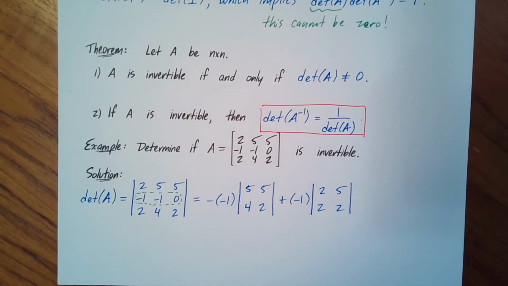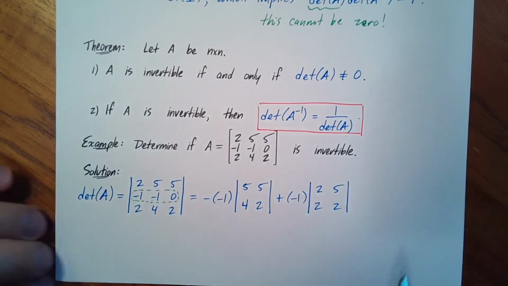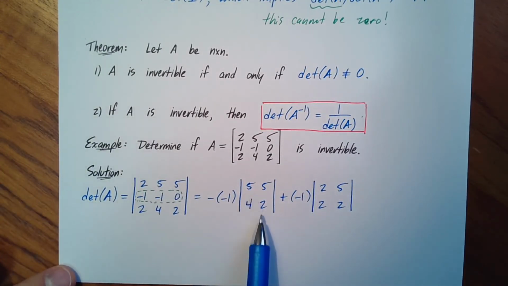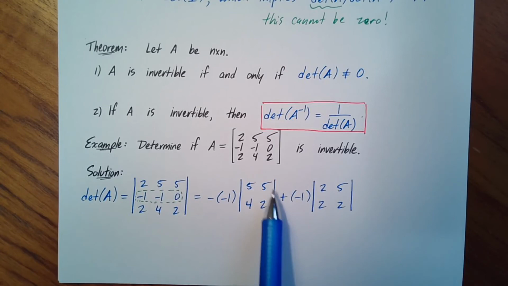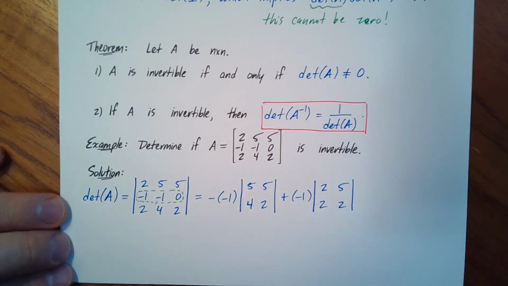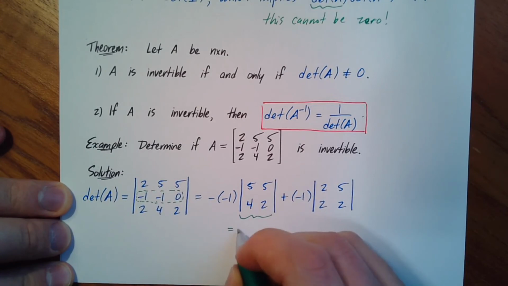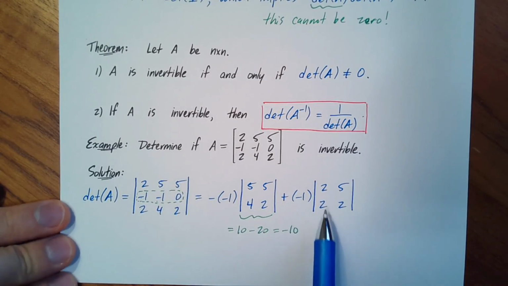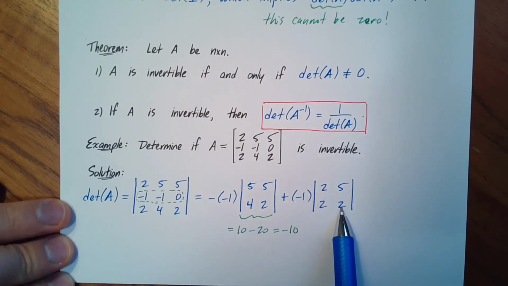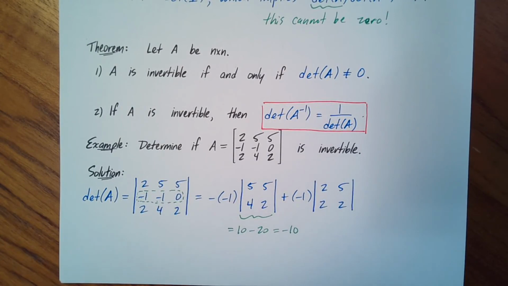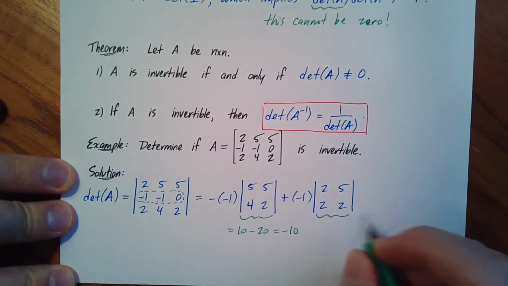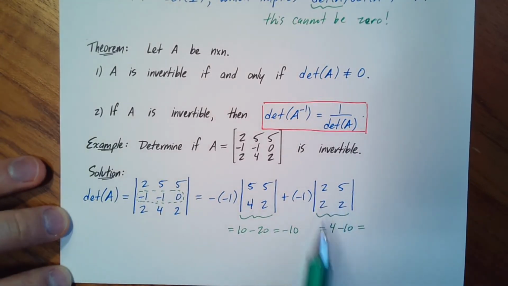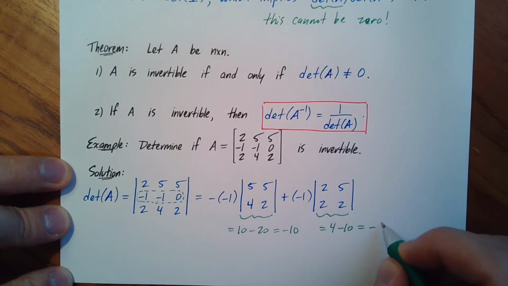Okay, so let's go ahead and work this out. We've got 5 times 2, which is 10, minus 5 times 4, which is 20. So you've got 10 minus 20, which is going to be -10. And over here, we've got 2 times 2, which is 4, minus 5 times 2, which is 10. So over here, we've got 4 minus 10, that's going to give us -6.